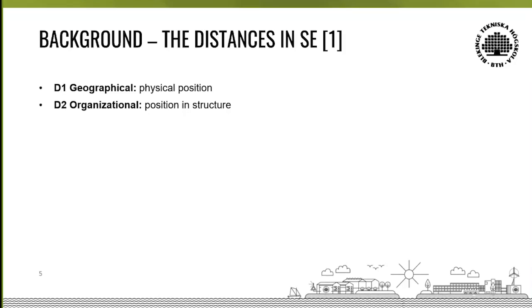Organizational distance is the distance between the positions of actors in the structure of the organization. One could be on a different level of management, or even in different branches of the organization. Psychological distance is the distance in the perceived effort to communicate from one actor to another. This is also a distance between actors, and the way that actors perceive this effort to communicate is what we mean here.